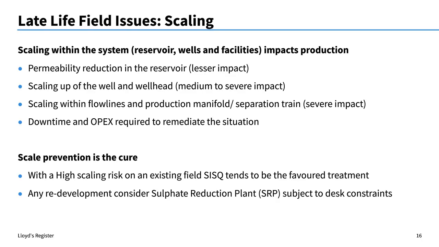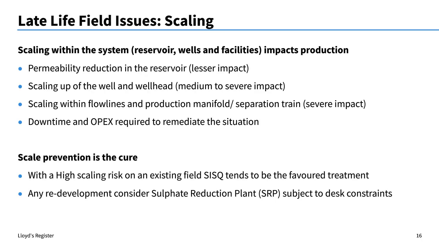Now, in terms of the severity here, I've tended to classify it. We'd expect scale to have a lesser impact in the reservoir, but to have more of a medium to severe impact within the well and the wellhead. The other severe impacts we would expect would be the flow lines, production manifold, and the separation train. Now, as I mentioned before, in mature fields, if you are having to treat for scale frequently, it does add to cost. So in a sense, the scaling is also interlinked with the produced water issue. If you can control your produced water, you can also reduce your scaling risk.